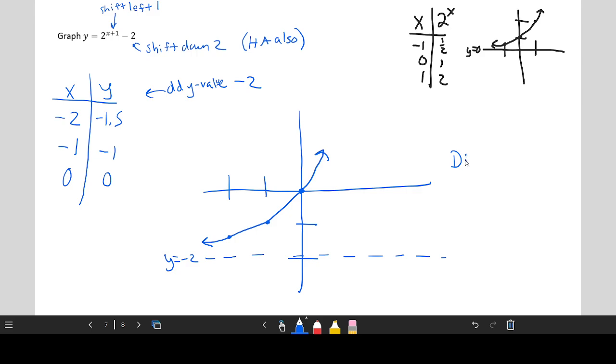If we look at the domain and range here, the graph still goes forever to the left and right. We can still substitute any number for x and get a real number output. So the domain's always going to be all reals for these. But if you do something vertically, the range might change. And it definitely changed here, right? The range used to be numbers greater than 0. Now the range is numbers greater than -2, because that's where our horizontal asymptote is.